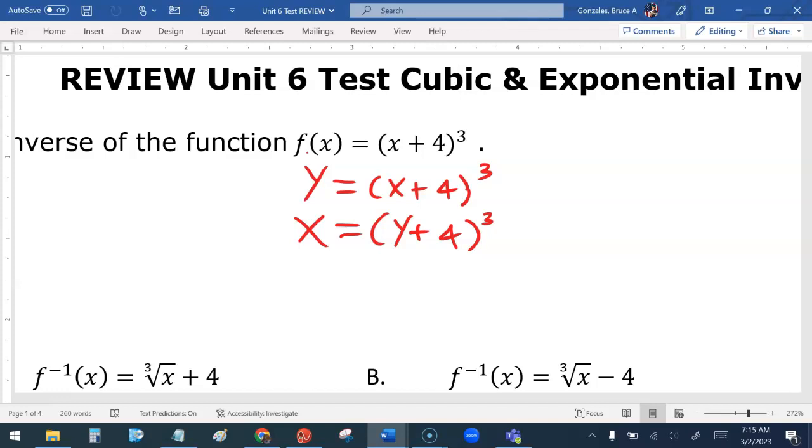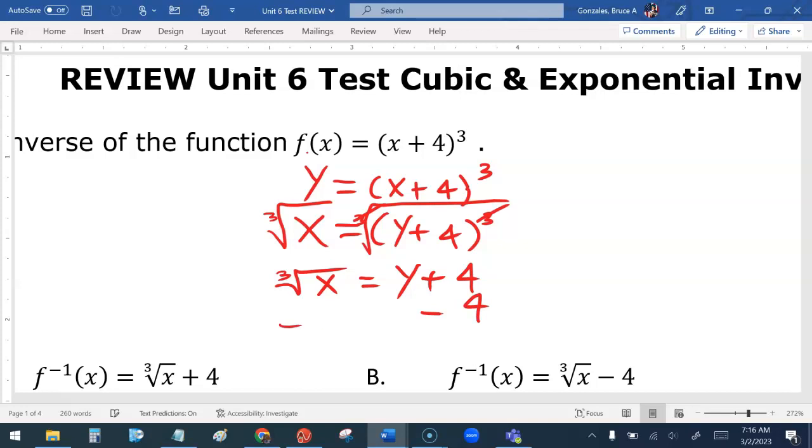these parentheses, so you're going to have to get rid of the cube, and the way you get rid of cube is with a cube root on both sides. This cube root and this cube cancel out, so now I have cube root of x equals y plus 4. And then my last step to get y by itself is to get rid of this plus 4, minus 4, minus 4. This is going to go after the square root where it ends.